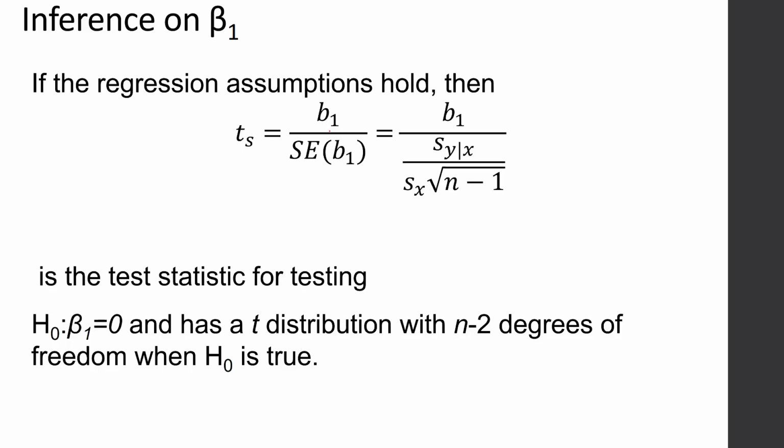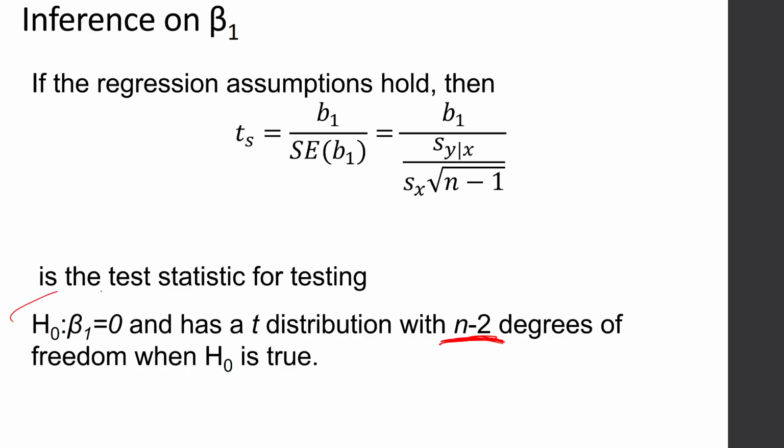And so it's computed just like our other test statistics, but of course we're going to let a computer do it. Remember that the t-distribution for regression is n minus 2 degrees of freedom instead of n minus 1, and that's because we're estimating two parameters. We're estimating beta naught and beta 1.